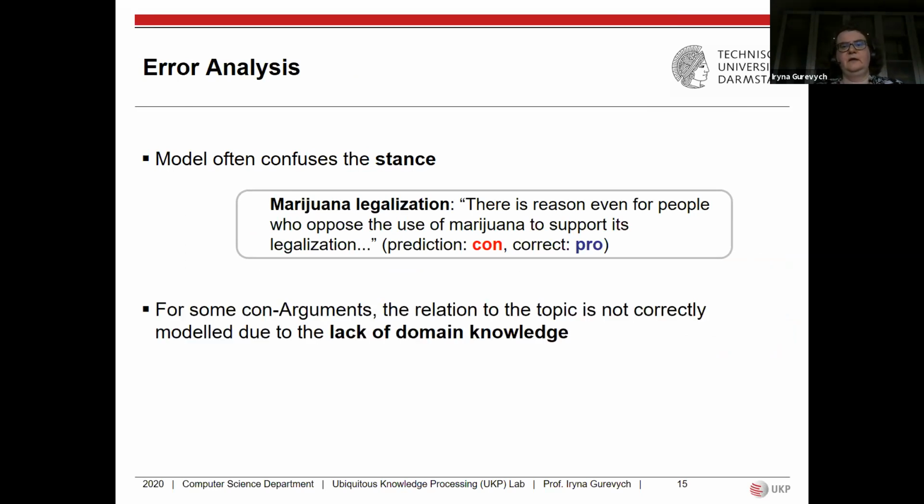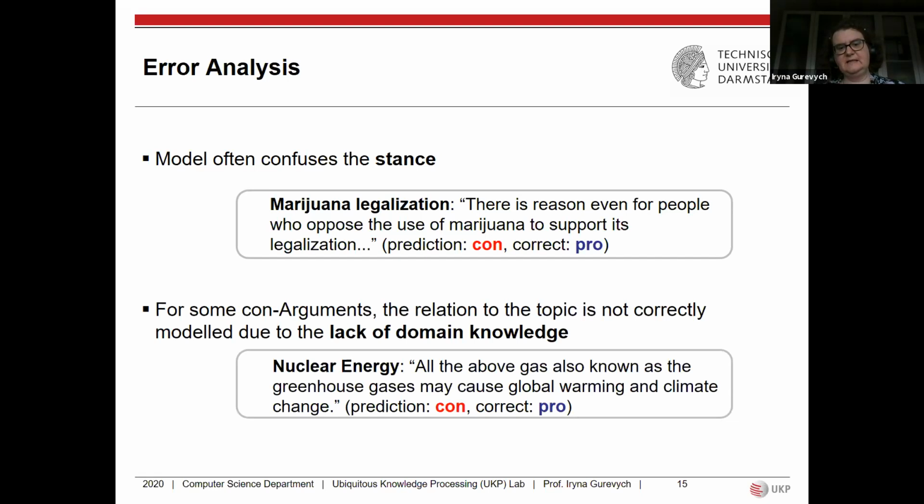and the stance is classified incorrectly. And another observed mistake is the relevance of the predicted sentence due to the lack of domain and world knowledge. For example, in the sentence, all the above gas, also known as the greenhouse gases, may cause global warming and climate change, the correct prediction is pro, and the model classifies this as a con argument. So the argument talks about the negative effects of greenhouse gases and predicts a negative stance towards the topic. However, nuclear energy does not produce any greenhouse gases, and hence, in this case, it is rather an implicit pro argument, but the system is unable to capture this.